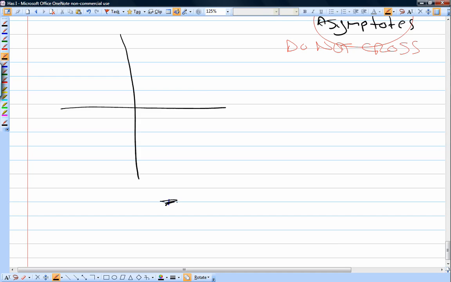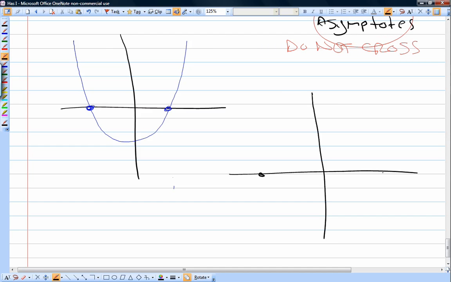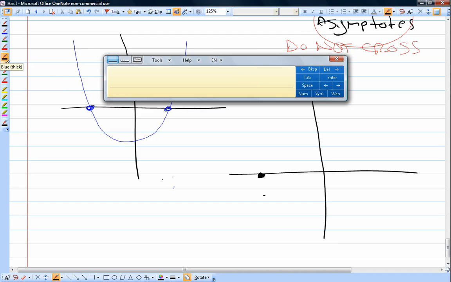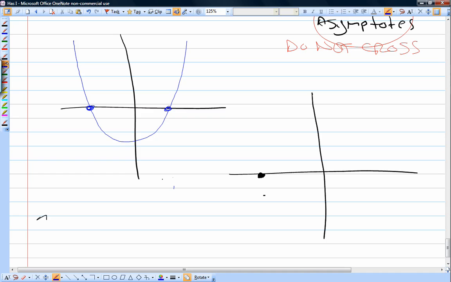I guess if I was smart, I'd use the straight drawing tool, but I'm not. Okay, so let's start off with a general graph that looks like that. Okay, now here are the points. There's what I want. There are the points where we have vertical asymptotes.